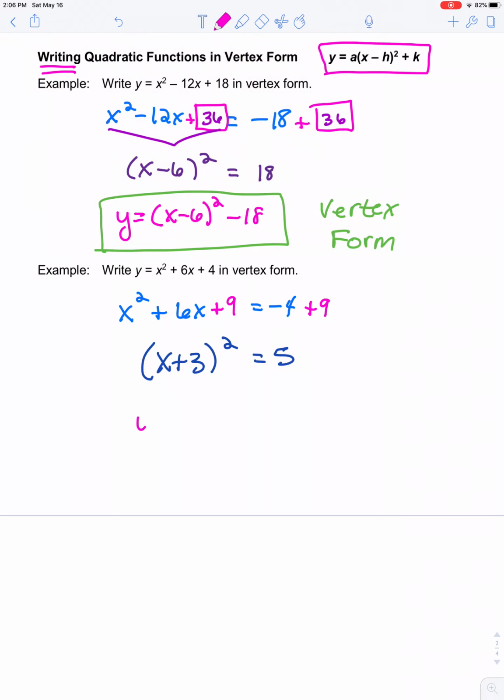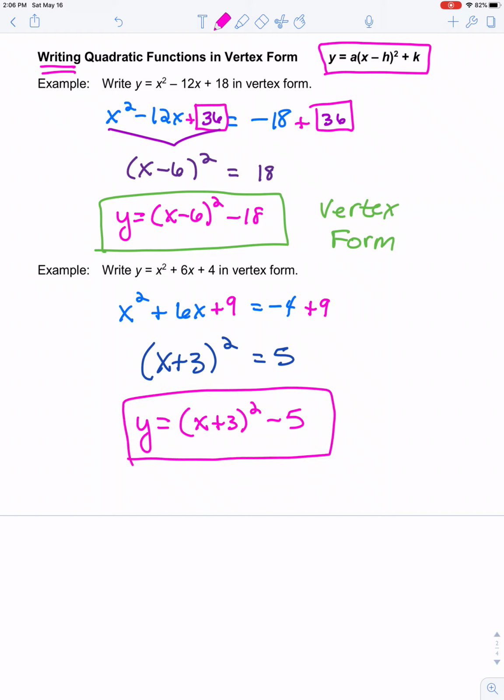Bring y back so we have it written in vertex form. Bring the 5 over, minus 5, and there you have it. Writing from standard form to vertex form.